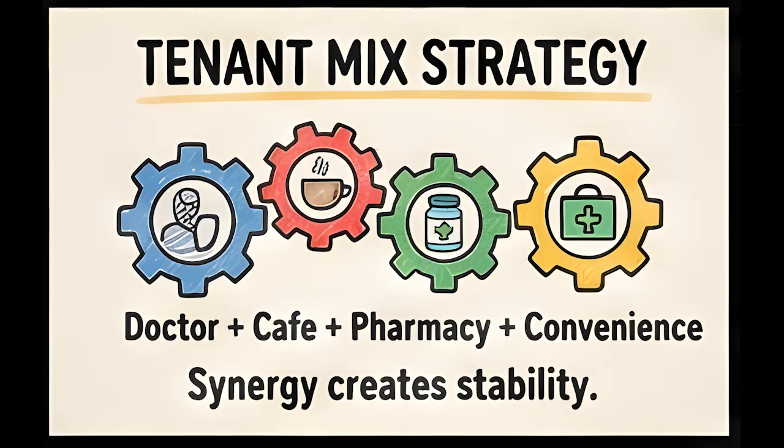Expansion detail: the tenant mix strategy. The most successful retail investors actively manage the tenant mix in a center. You don't want 3 coffee shops next to each other. You want a pharmacy, a doctor, a cafe, a hairdresser, and a convenience store. This diversification stabilizes the center. If the coffee shop goes broke, the pharmacy is still drawing 500 people a day past the vacant unit. The value of the asset is often in the synergy of the tenants, not just the income of a single unit.